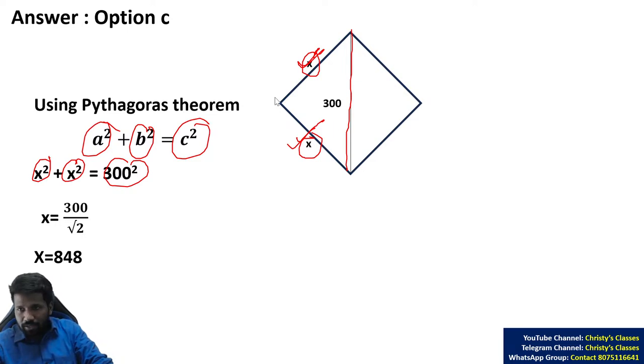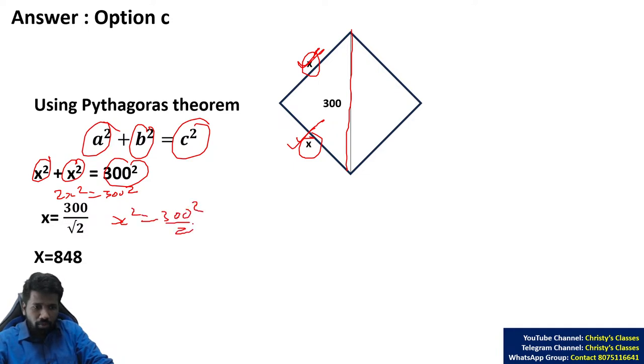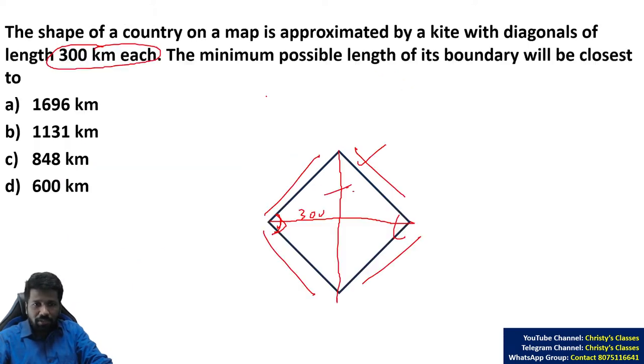So find it. Actually, I'll just show you. x square plus x square is equal to 300 square. So 2 times x square is equal to 300 square. So x square is equal to 300 square by 2, and x is equal to 300 by root 2. But x is not what we need to find. The question is asking about the boundaries.